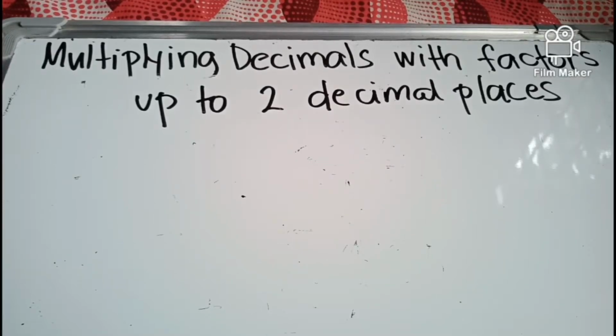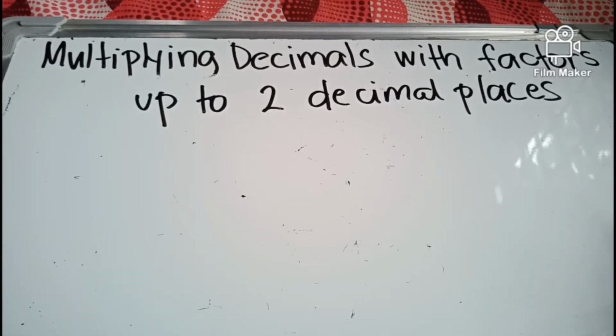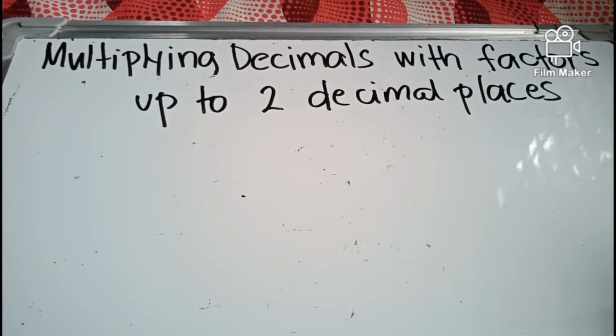Okay, this time, ituturo ko on how to multiply decimals with factors up to 2 decimal places. As I have said before, kapag mag-multiply tayo ng decimals, para lang tayong nagmo-multiply ng whole numbers. Pero, kailangan nating tandaan yung number of decimal places sa ating given factors.